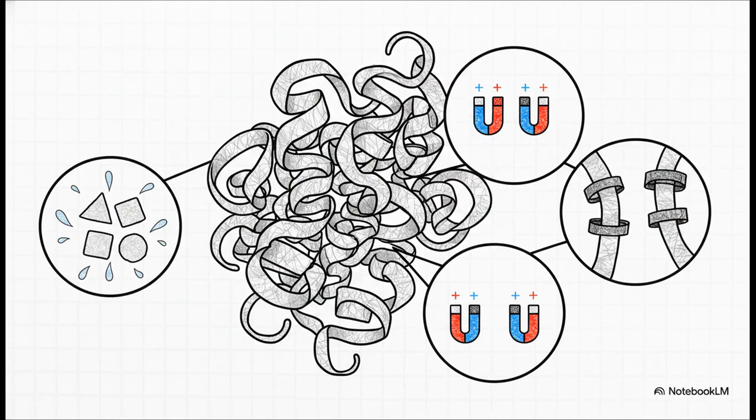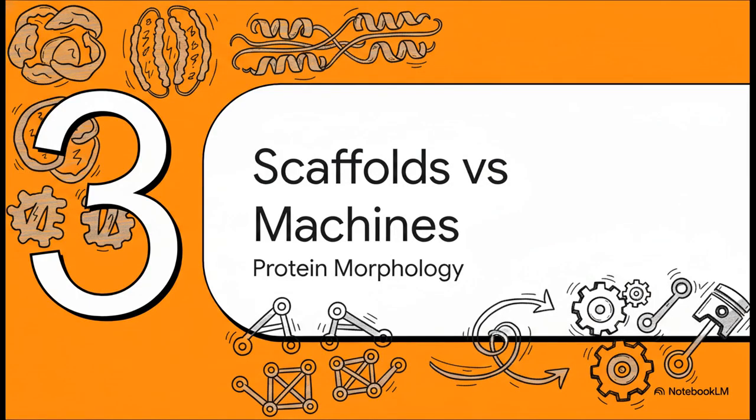Actually, fun fact, those strong disulfide bridges are exactly what get broken and chemically reformed when you go to a salon to get a perm to curl your hair. They're nature's structural staples, and they are absolutely crucial for the stability of extracellular proteins, like insulin, that have to float out in the harsh environment of the blood. All right, let's hit part 3, scaffolds versus molecular machines.